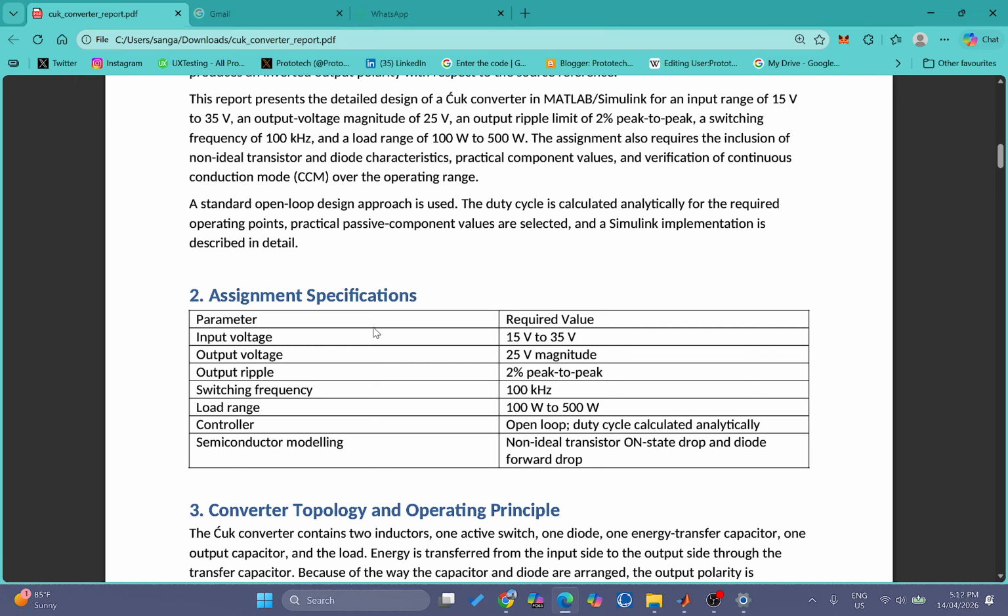Then the switching frequency for the converter is 100 kilohertz. As per the question, it is also given that the load range should be 100 watt to 500 watt, and the controller can be open loop. You can use semiconductor modeling, non-ideal transistor on-state drop and diode forward drop. That means we are not allowed to use ideal components. So this is like a real world design.